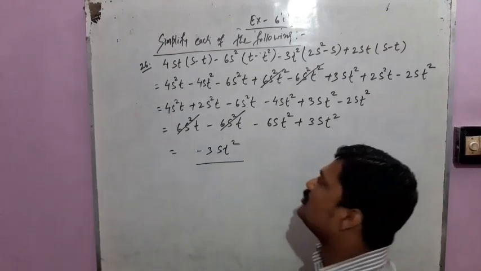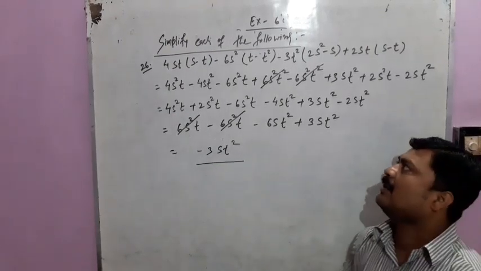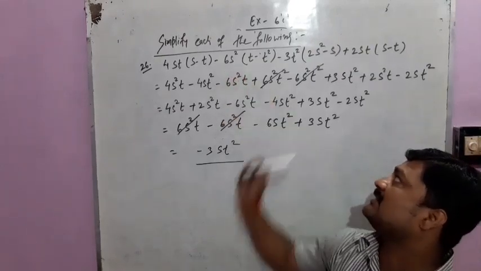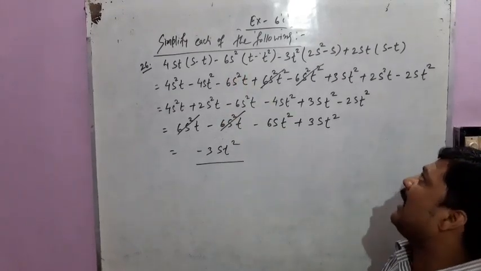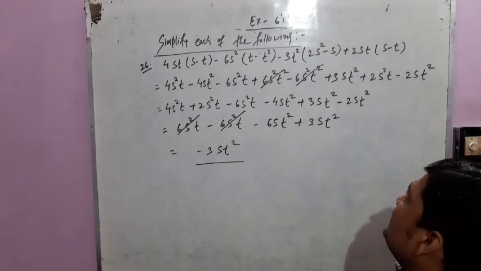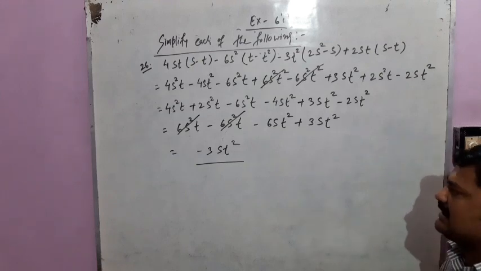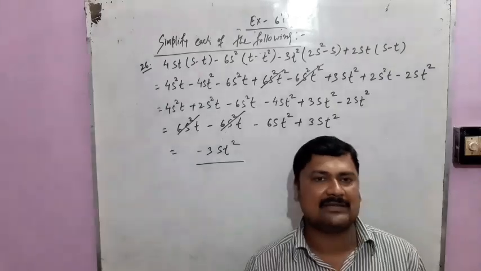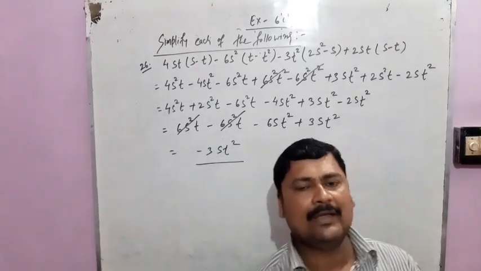So students, when you solve 4st into s minus t, minus 6s square t minus t square, and minus 3t square into 2s square minus s plus 2st into s minus t, the term will be here minus 3s t square.